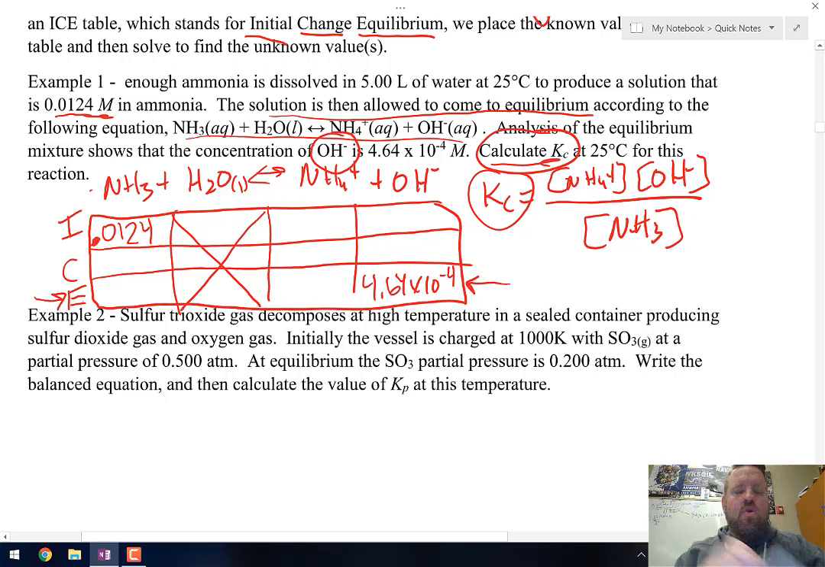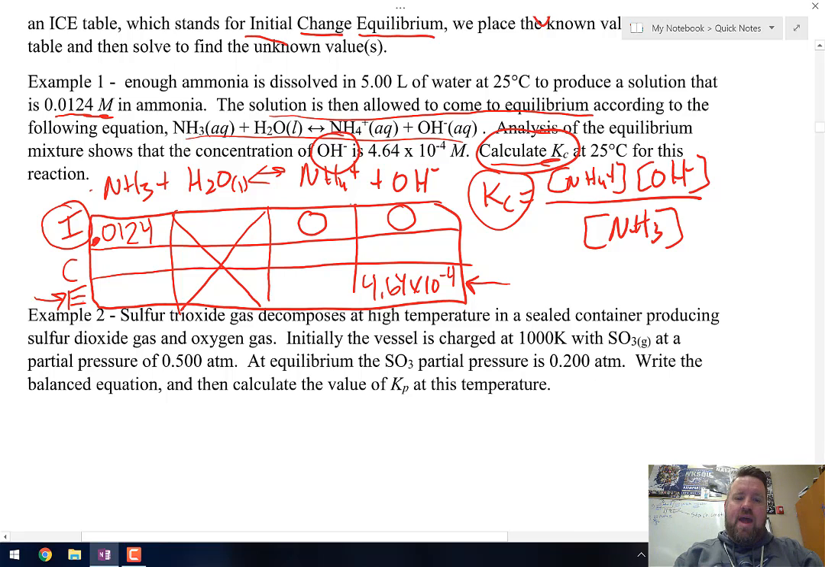So one of the things that's not mentioned in the problem but that we should know is that if I start with 0.0124, remember these are the initial amounts. If I start with 0.0124 molar ammonia and that's all that it says, then I can assume that I'm not starting with any NH4 plus and any OH minus. If they just tell you about one of the reactants or the reactants in general and nothing about the products, you can assume that there are no products in this reaction at the very beginning. We're talking about before the reaction even starts.